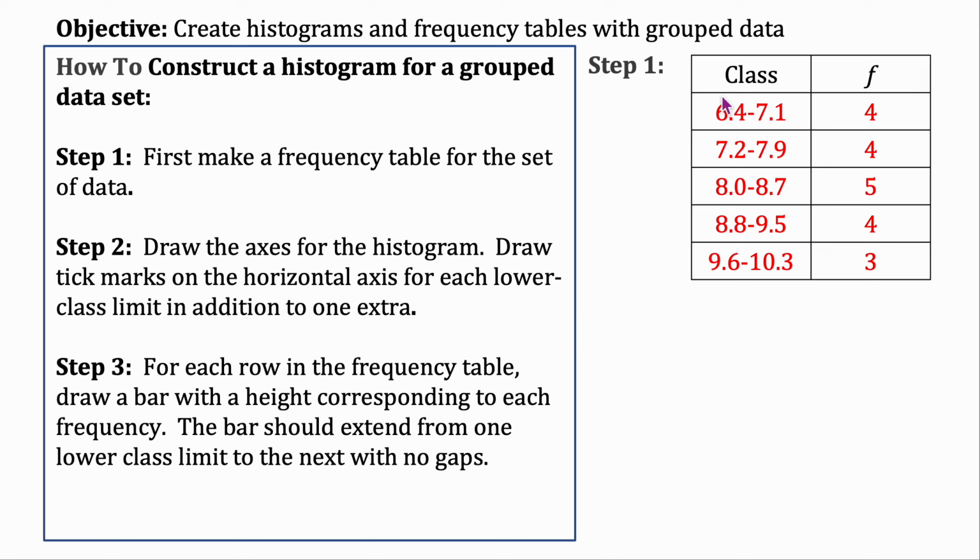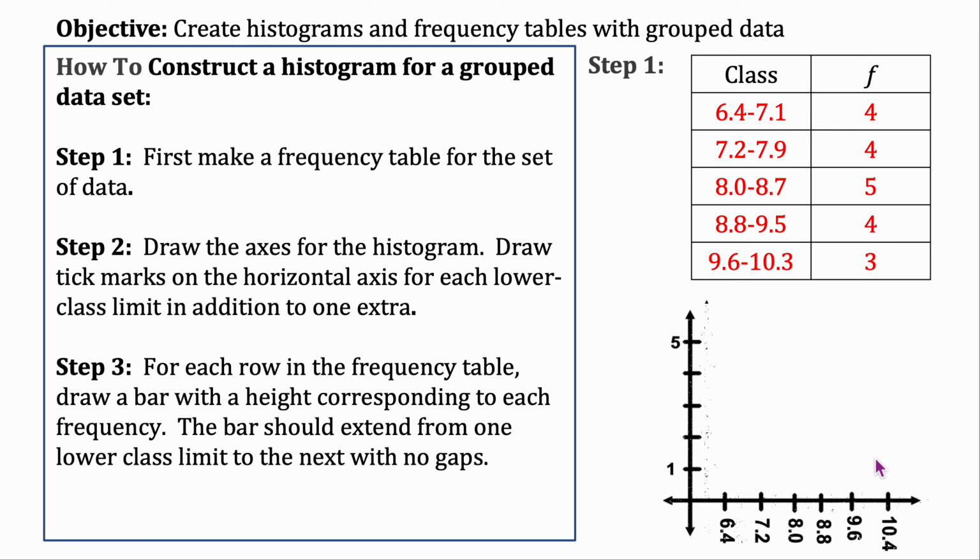First, you have to make the frequency table. We've done that. Next, you want to draw the axes for the histogram. Remember, we need to start at 6.4. There are 5 classes, so we need to see that breakdown. Besides this, we need 5 more: 1, 2, 3, 4, 5. We're going to count those by the lower class limits: 6.4, 7.2, 8.0, 8.8, 9.6, and 10.4. Our highest frequency is 5, so we really can just count by ones up to 5. Now we have the axes going the way we want.